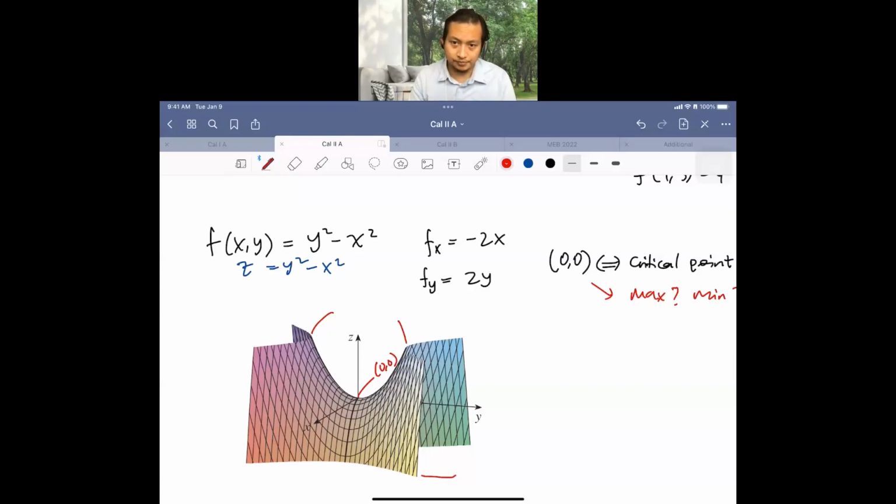What point is this? I mentioned in chapter 12 that in the quadratic surface we call this point a saddle point. So this is a critical point, but it's not a maximum or minimum. We call this a saddle point. Now, how do we define which one is which, which one is maximum and which one is a saddle point?